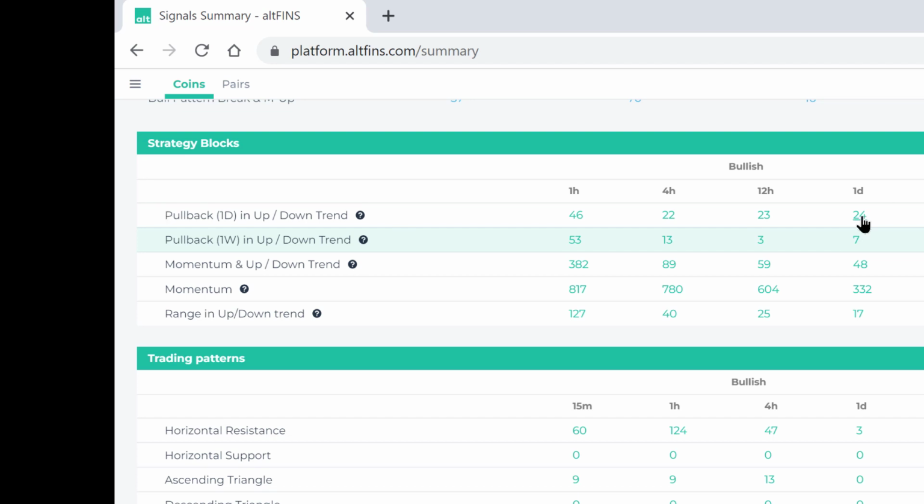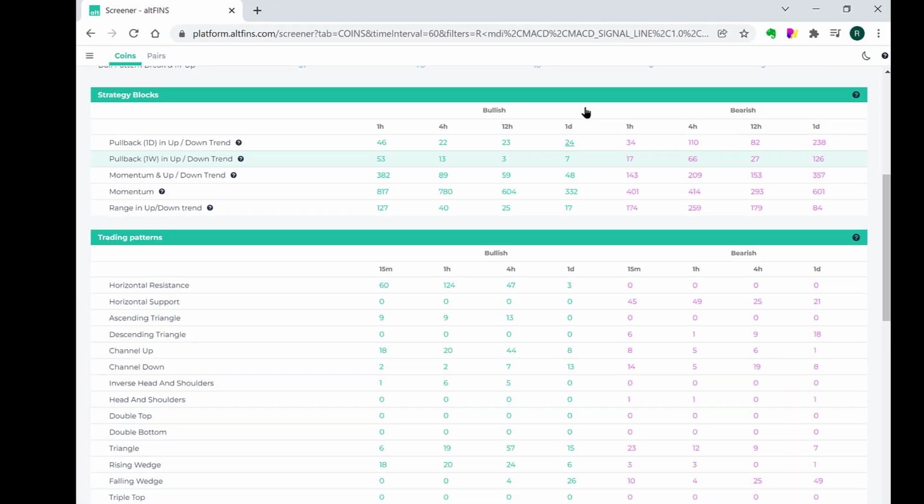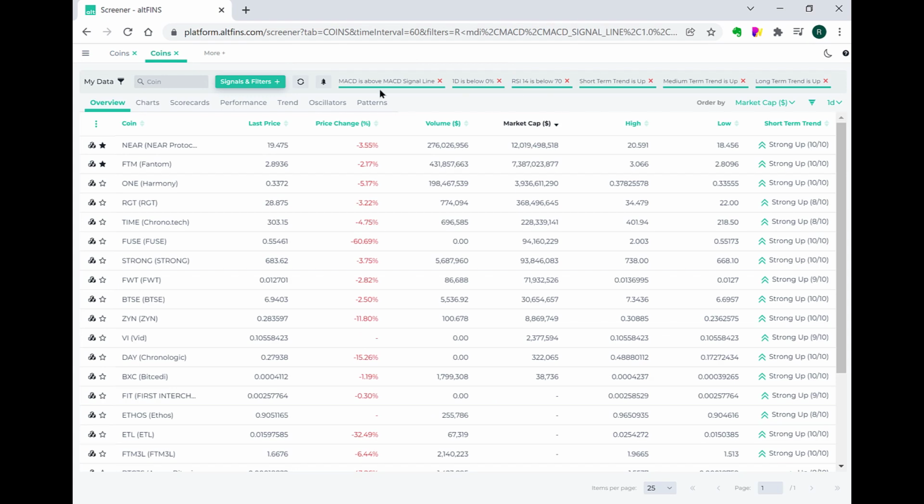So when we click on the number 24, that means there are 24 coins that satisfy this criteria. Let's take a look at the criteria again. MACD is above MACD signal line, so that's a bullish momentum crossover. 1 day performance is below 0, so it's trading down. RSI is below 70, so it is not overbought, and it's up on the short term, medium term, and long term basis. Not many coins. This is a very selective criteria and a good one, I think.